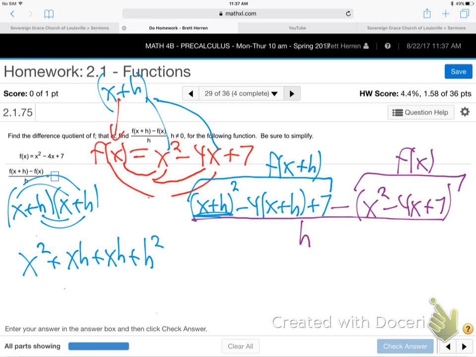Just practice. It takes a while. Like I did with my daughters. By the end of the semester, they were finally getting it right. So you just got to practice, practice, practice.